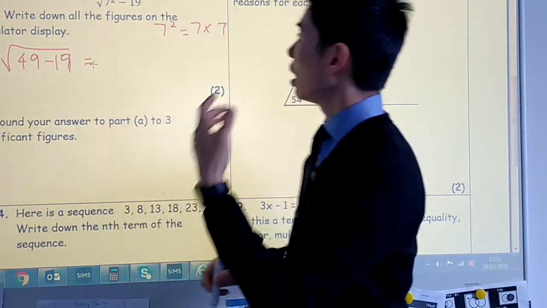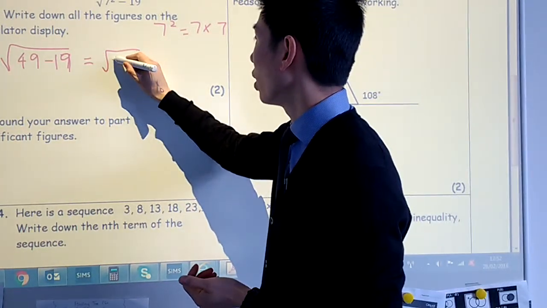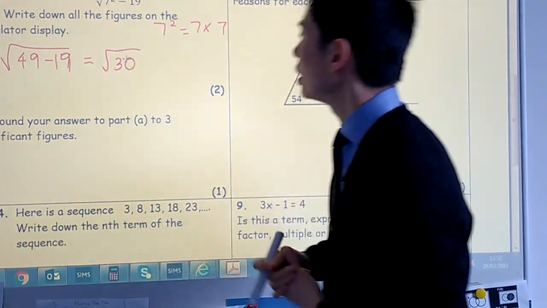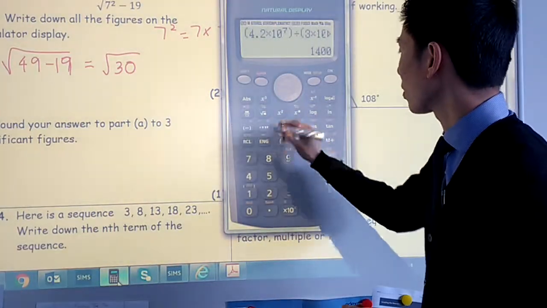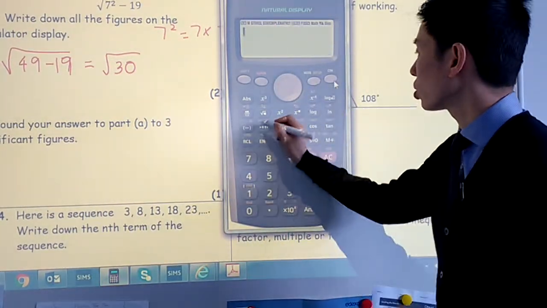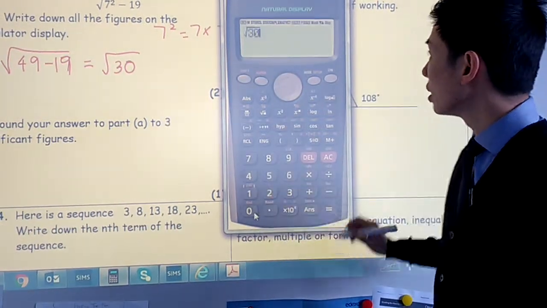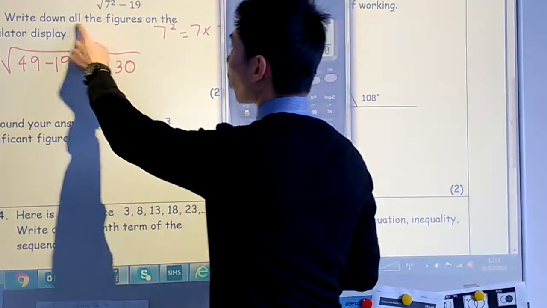And then 49 take away 19 is actually 30. Okay. And so now you put square root of 13 there. So square root, okay, that's where it is. 30, press equal. Oh, it's giving me the same answer, but they want me to write all the figures.